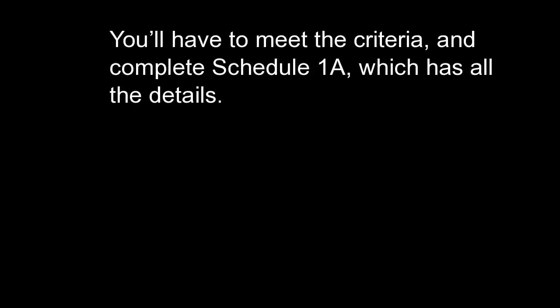This credit will allow you to save up to $2,000 in taxes by effectively shifting part of the tax burden from a higher income spouse or common law partner to the one with a lower income. You'll have to meet the criteria and complete Schedule 1A, which has all the details.